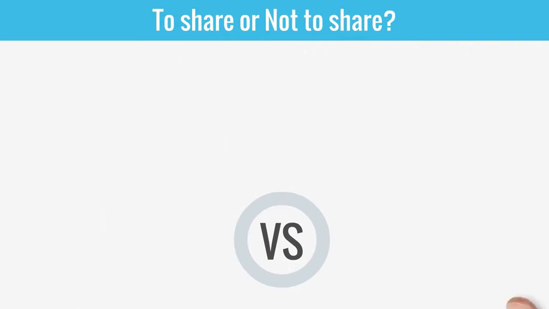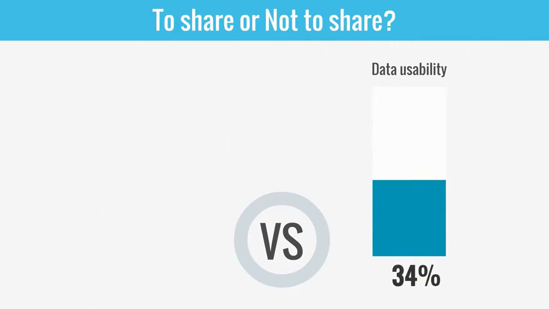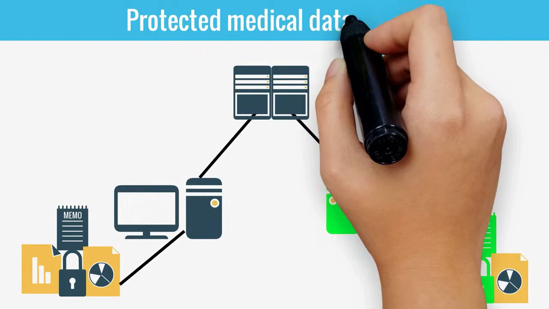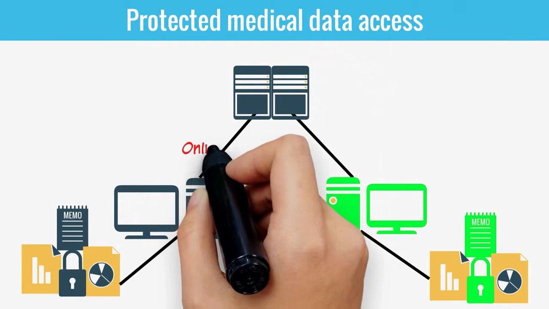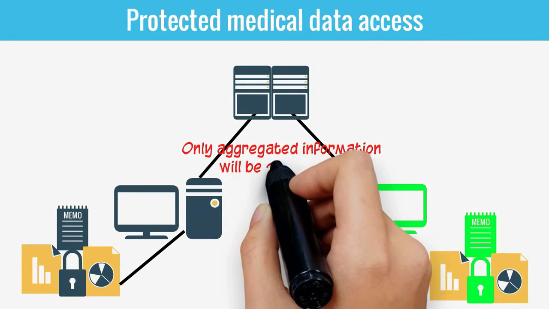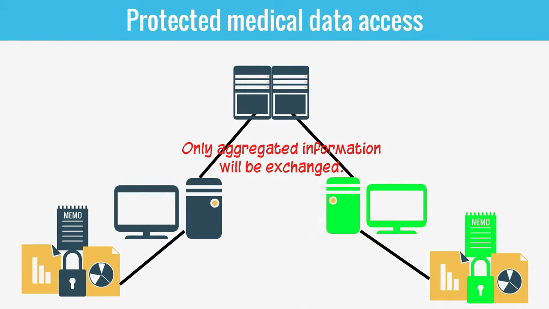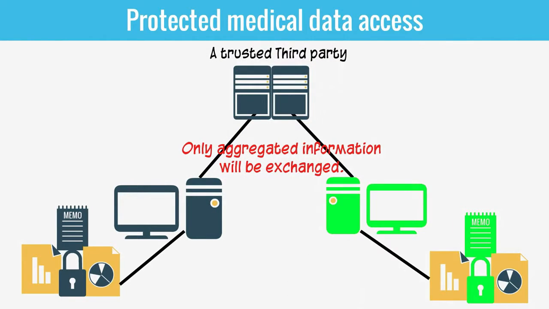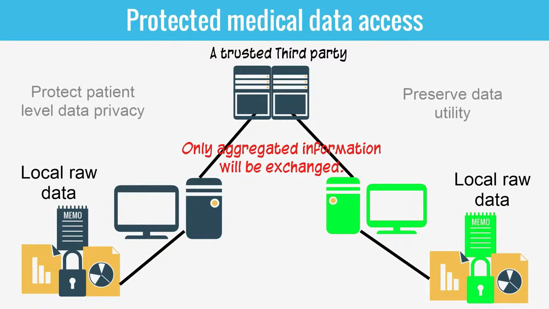It turns out we need to resort to new method for achieving both high data usability and strong data protection, and also develop protected medical data access method, where only aggregated information such as the population level averages, counts, etc. will be exchanged. Then, a trusted third party can use these aggregated information to perform a global study without requiring to access the raw data. Therefore, we can protect both data privacy and data utility.